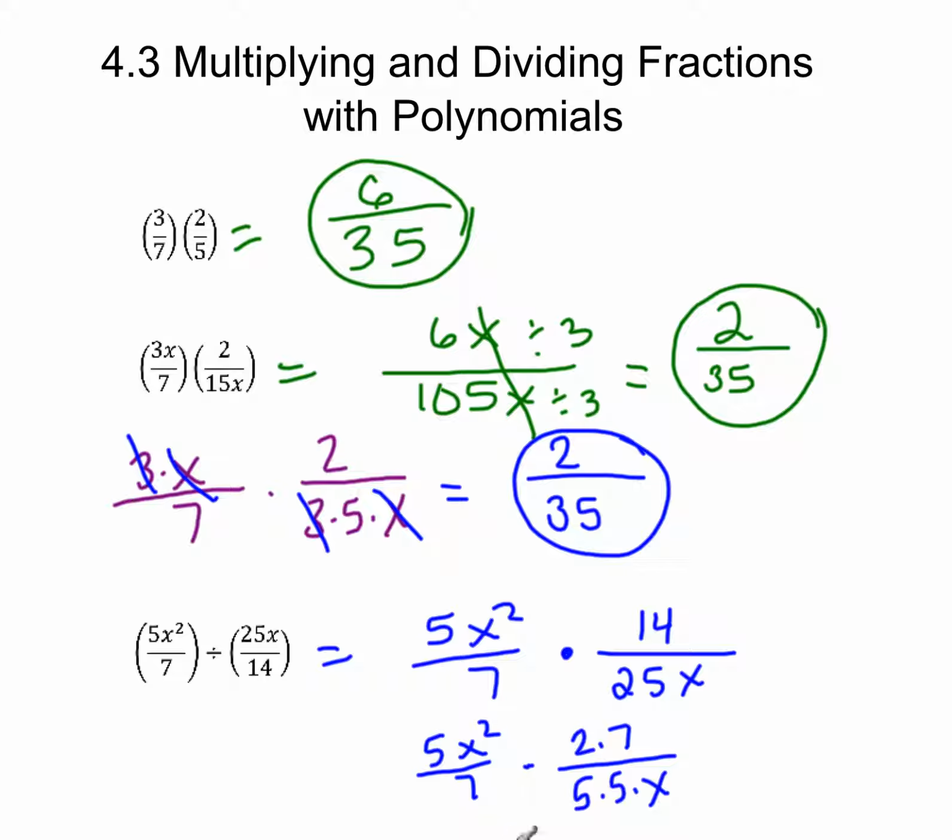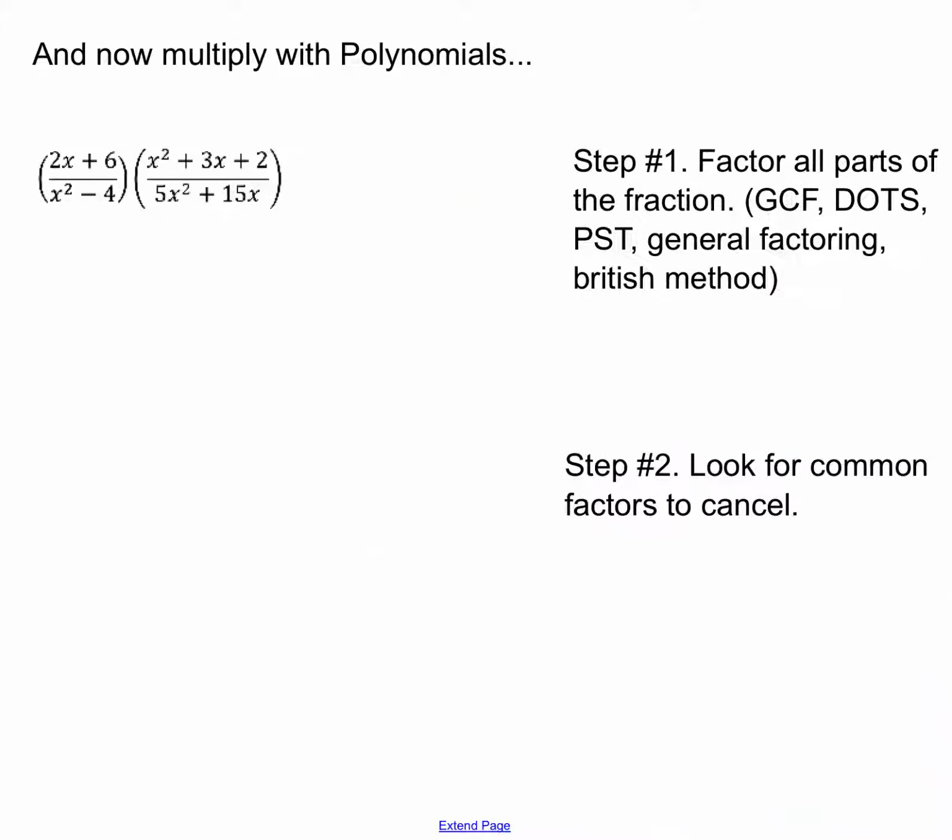Now, look for the common factors and cancel. 7 and 7 will cancel. 5 and 5 will cancel. X and one of the x squareds will cancel. So that leaves me with a final answer of 2x over 5. And that's my final answer. Okay, that should be review from the past.